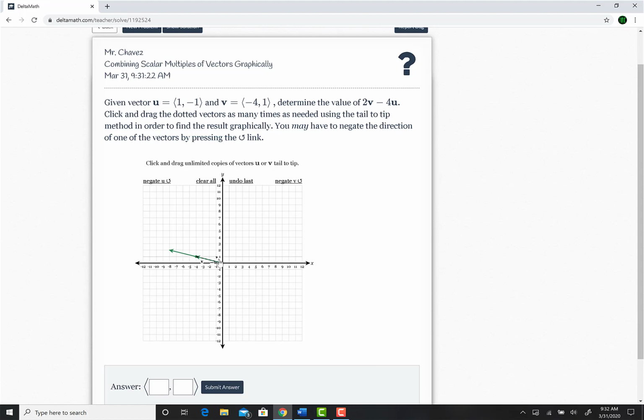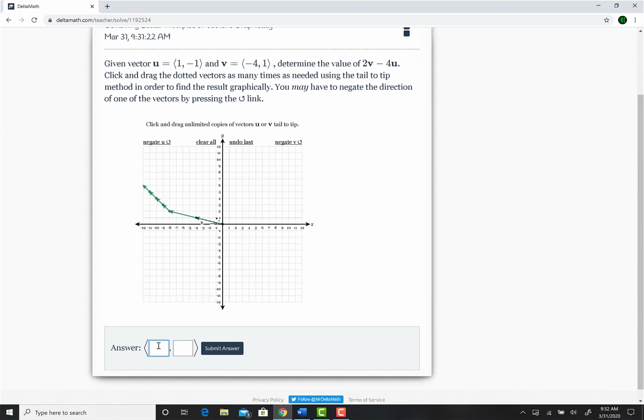And I'm going to do 4 of those. So I'm going to drag 1 right on top of that. 1, 2, 3, 4. It's easier if you have a mouse. And where does it terminate? If you were to start your resultant vector right here, it would end where this last vector stops. And that looks like the value is negative 12, 6, which is what we got without graphing too, guys. So negative 12, 6.